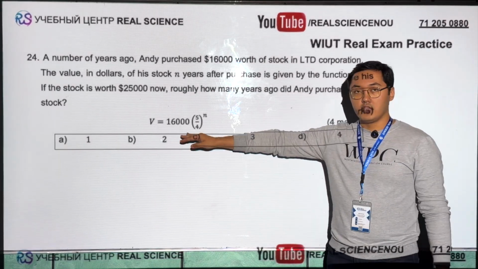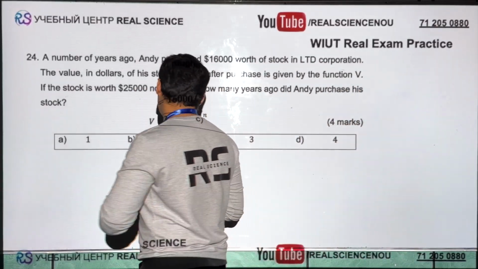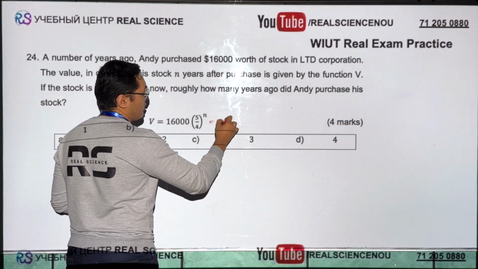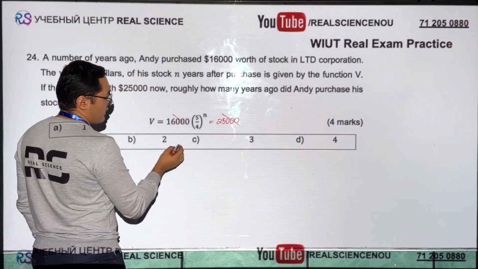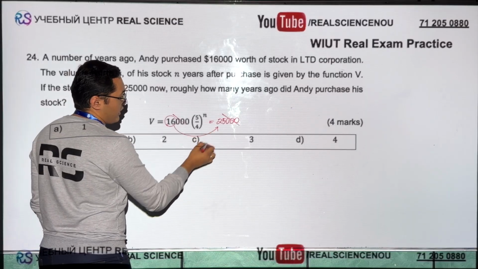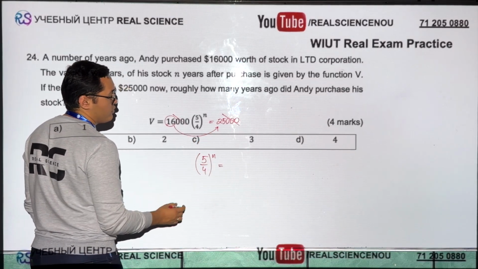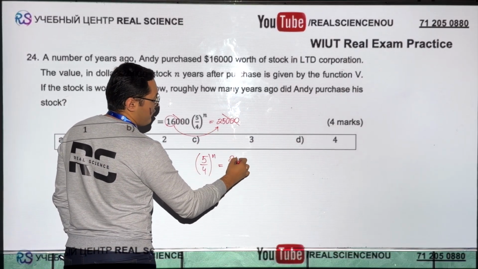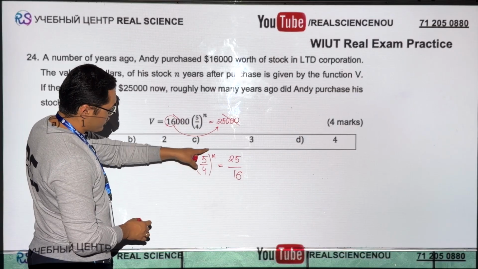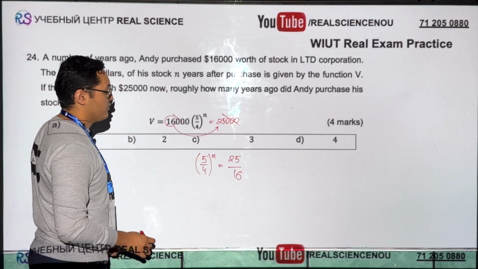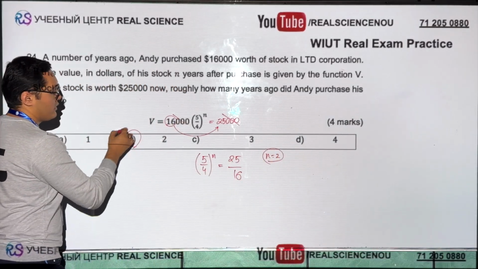Well, basically the function is given and we know the value, which is 25,000. Let's just make it equal to 25,000. The 3 zeros are going to cancel. Then let's send 16 to the right side. Then we have 5 over 4 to the power of n is equal to 25 over 16. In this case, 5 over 4 squared is equal to 25 over 16. That's why the answer for n is 2. The answer is B.